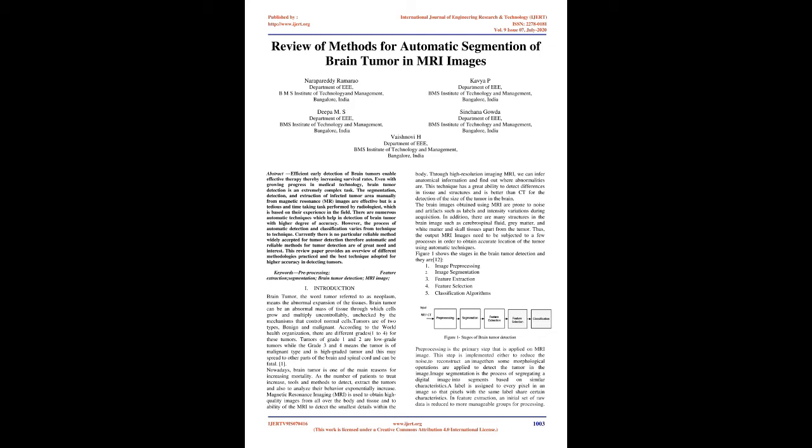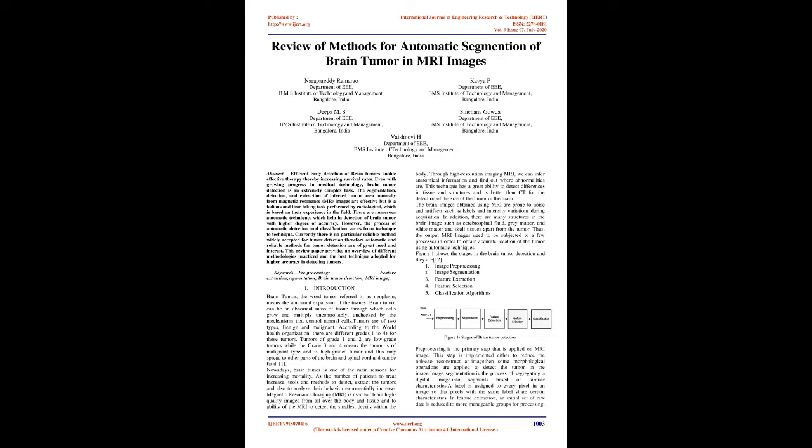The brain images obtained using MRI are prone to noise and artifacts such as labels and intensity variations during acquisition. In addition, there are many structures in the brain image such as cerebrospinal fluid, gray matter, and white matter and skull tissues apart from the tumor. Thus, the output MRI images need to be subjected to a few processes in order to obtain the accurate location of the tumor using automatic techniques.